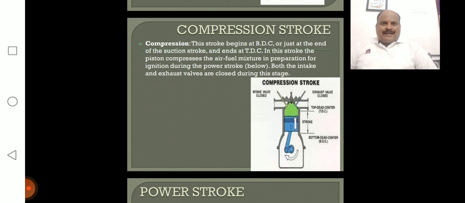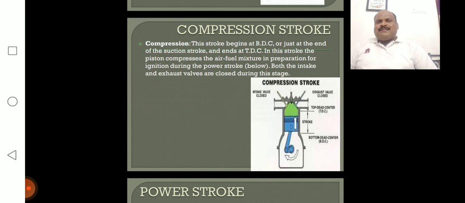The first stroke is the intake. We saw that in the intake stroke, the piston is moving from TDC to BDC. That is the first point we learned. Second, when the intake stroke is going on, the intake valve is open and the exhaust is closed. Third, when the intake valve is open, the piston is sucking the air and fuel mixture inside the cylinder. And fourth, it comes to BDC and the intake stroke is completed.